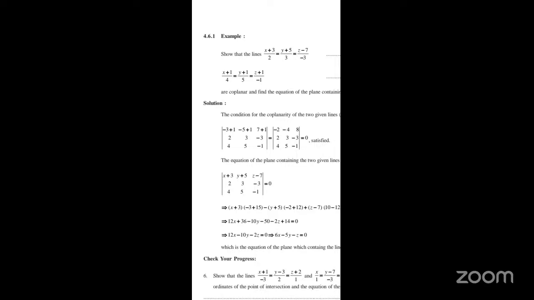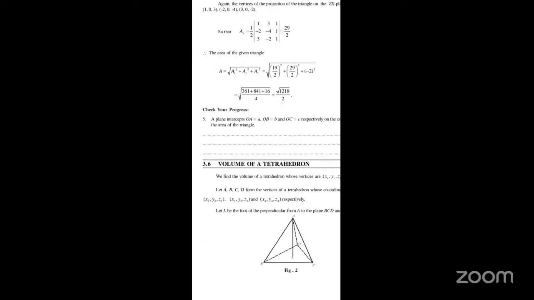A line intersecting two given lines. This is one of the parts. It is given here, to show that the lines are open. This one is also very important in the examination. This is the volume of the tetrahedron. This is not necessary.